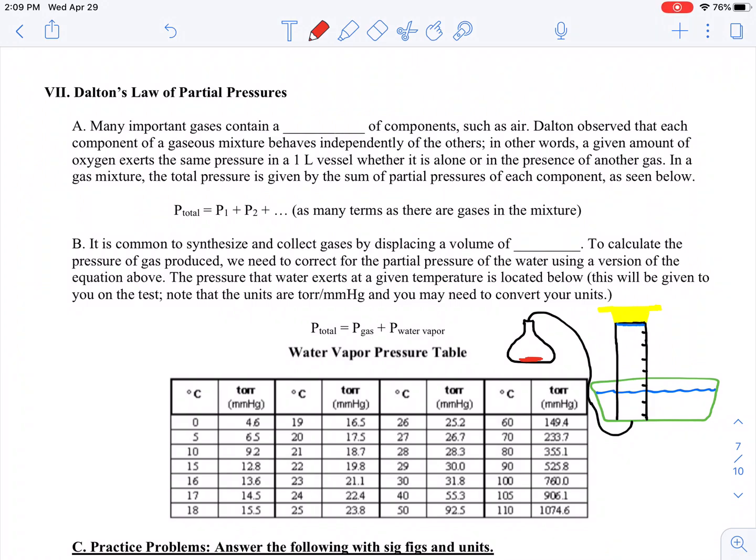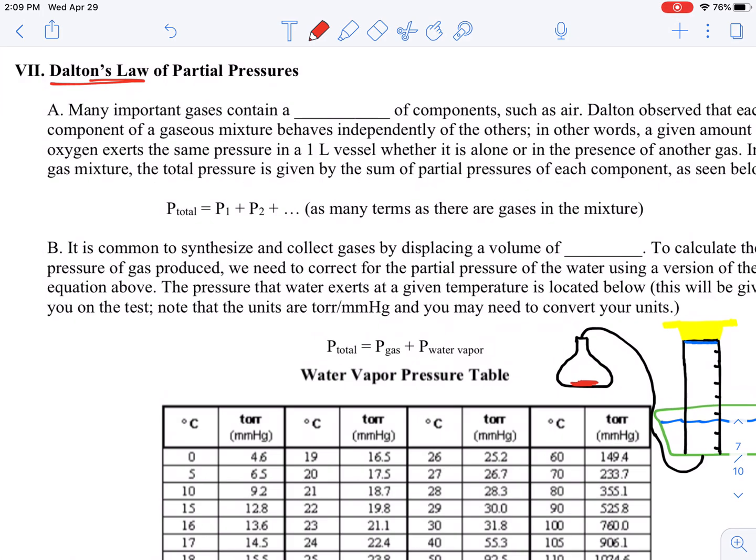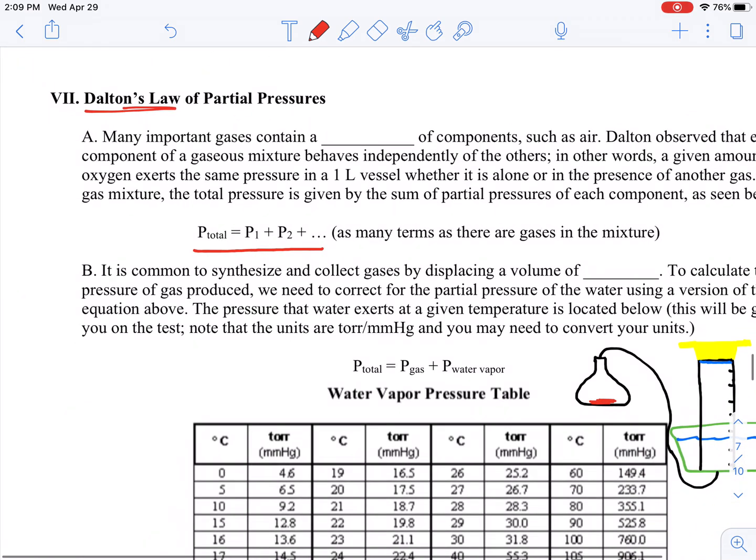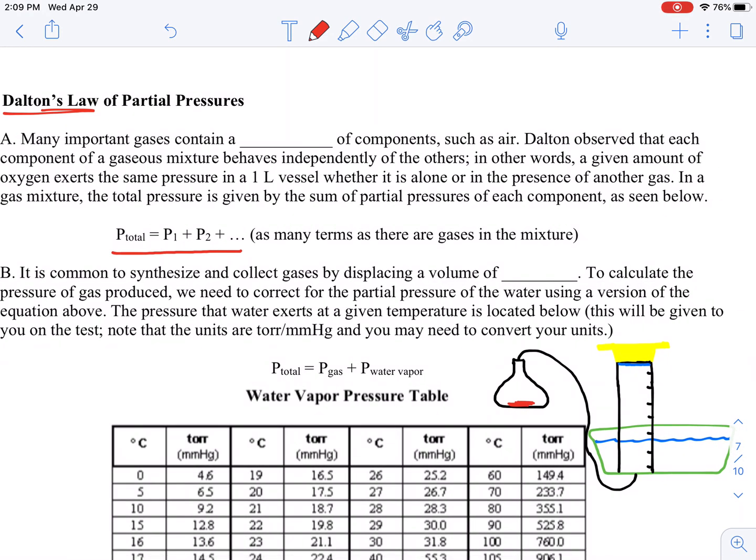Hi everybody, let's talk about the pressure of a mixture of gases, and we do that using something called Dalton's law. So Dalton's law of partial pressure says this. It says that the total pressure of any mixture of gases is equal to the pressure of each individual gas within that mixture. So we're going to apply that law to some problems today, and also we're going to have a special application, which is applying it to when gas is collected over water.